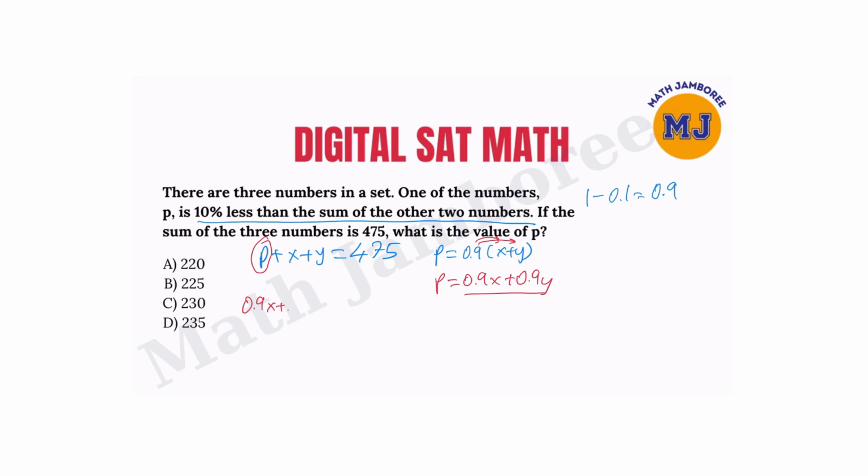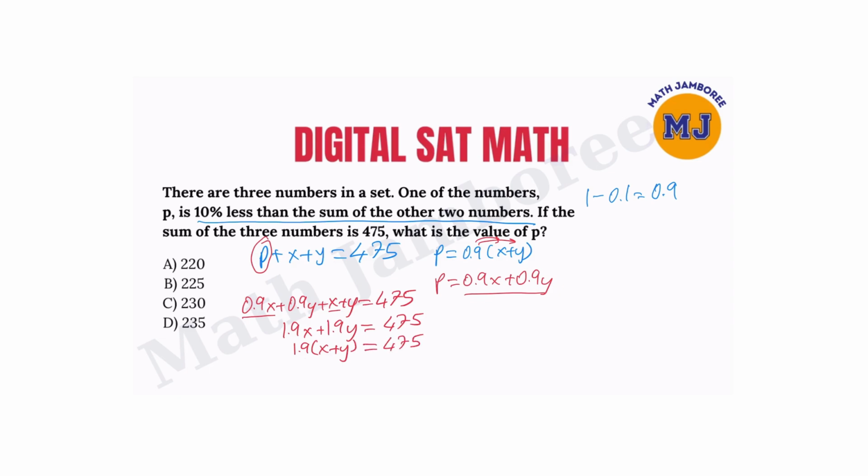0.9x plus 0.9y plus x plus y is equal to 475. So we will combine the like terms. 1.9x plus 1.9y is equal to 475. 1.9 is in common, so let's take a parenthesis of that.